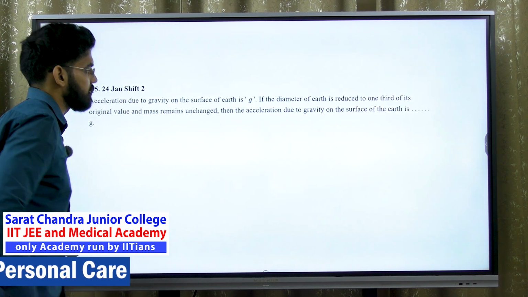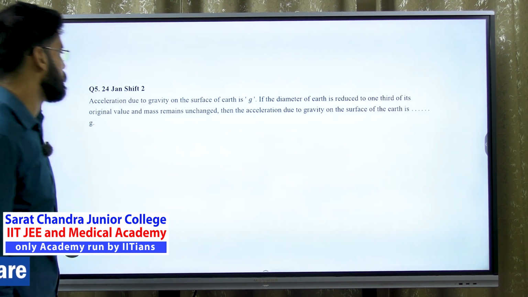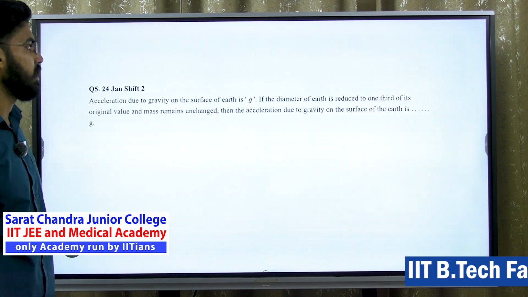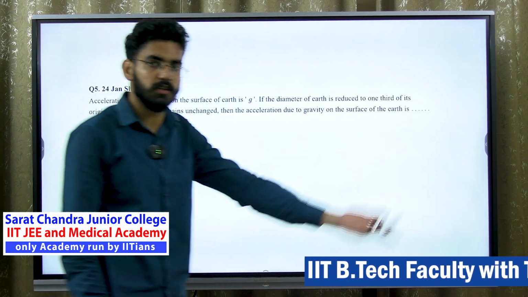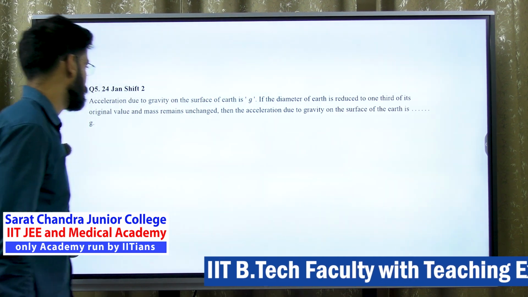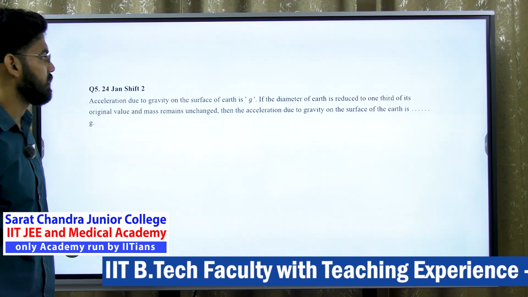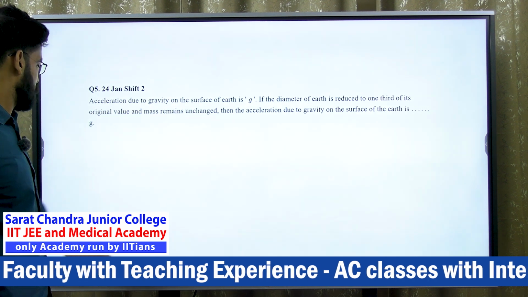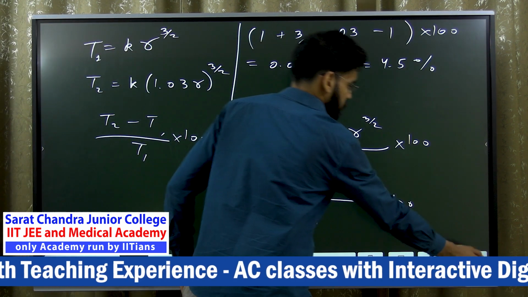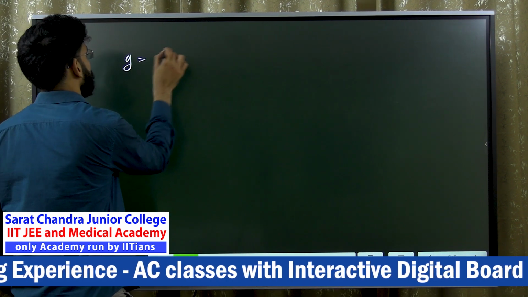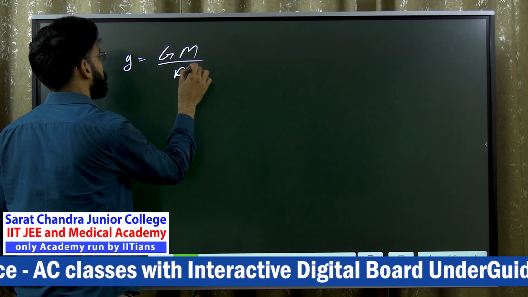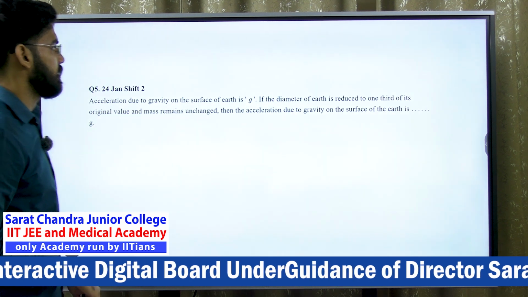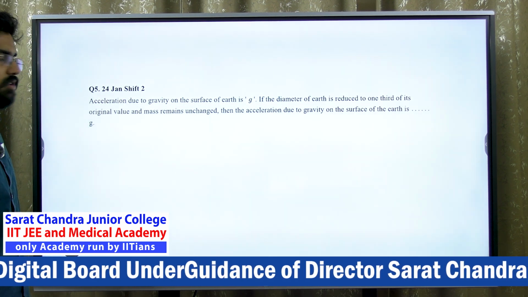Just simple calculations, that's it. Acceleration due to gravity on the surface of Earth is g. If the diameter of the Earth is reduced to 1/3 of its original value, and mass remains unchanged, what is the acceleration due to gravity on the surface? Diameter is reduced to 1/3 means radius is also 1/3. That's it. This is easy. g is what? GM by r square, right? This is small g. Then he is saying diameter is reduced to 1/3, so radius is also 1/3.